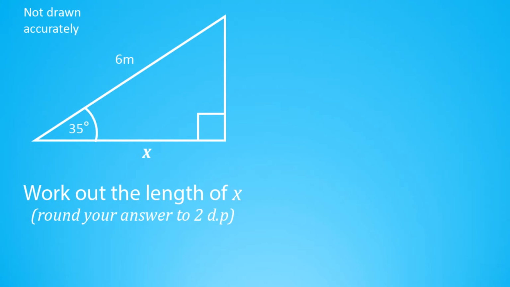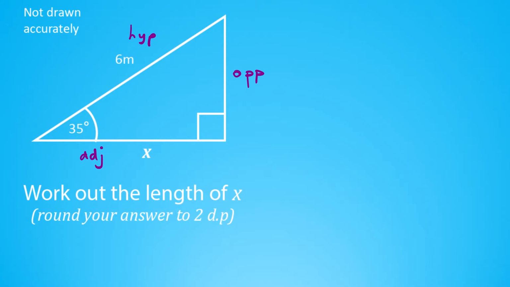First thing I do, I label my triangle. So this length here is opposite the angle that we've been given. This length here is adjacent to the angle that we've been given. And this length is the longest side of the triangle. It's opposite the right angle. So that's the hypotenuse. So we've labeled our triangle.